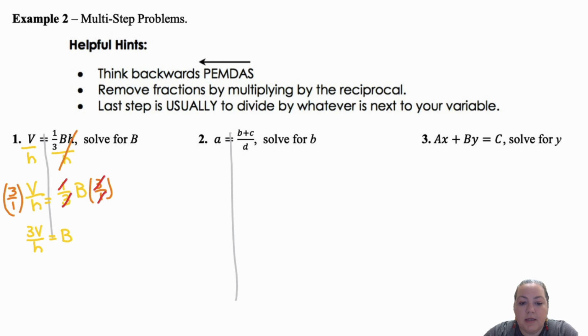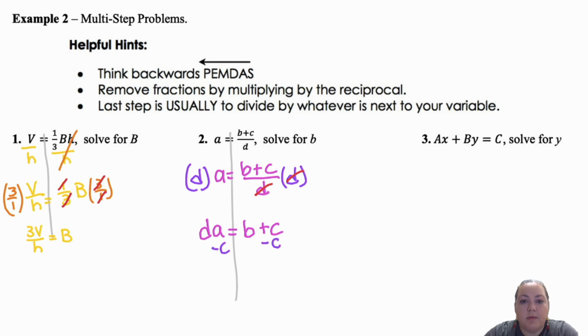All right. A equals B plus C divided by D. Solve for B. First, I'm going to get rid of the D in the denominator by multiplying both sides by D. That cancels, so I get DA or AD, you can write them either way, equals B plus C. I'm going to move the C over by subtracting. So DA minus C equals B.